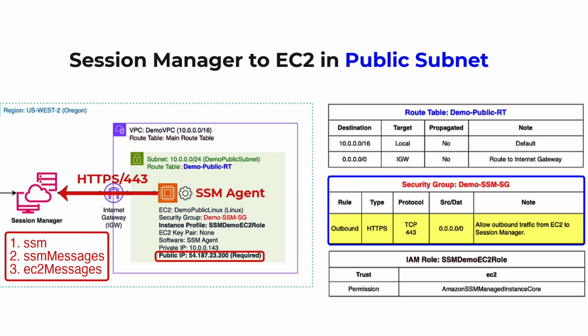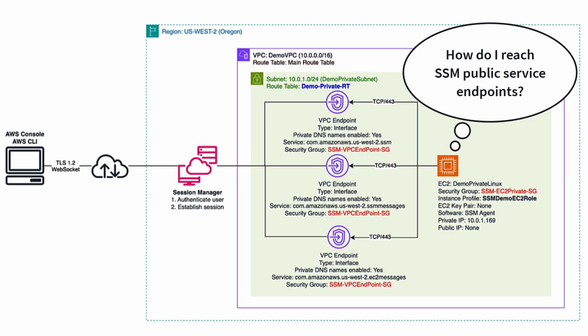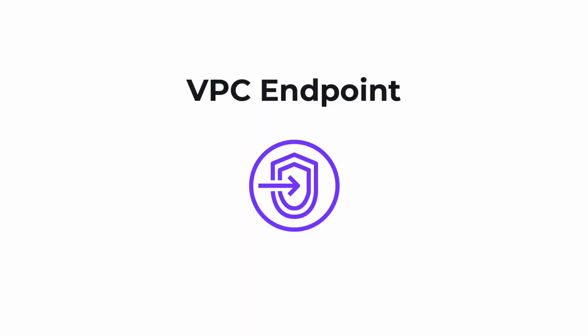Recall in our previous use case with the public subnet, the EC2 was assigned a public IP address and there was a route to the internet via the internet gateway to the Systems Manager service. So if the EC2 inside a private subnet doesn't have a route to the internet to reach the SSM public endpoints, how can it work? The answer is VPC Endpoint powered by AWS PrivateLink.